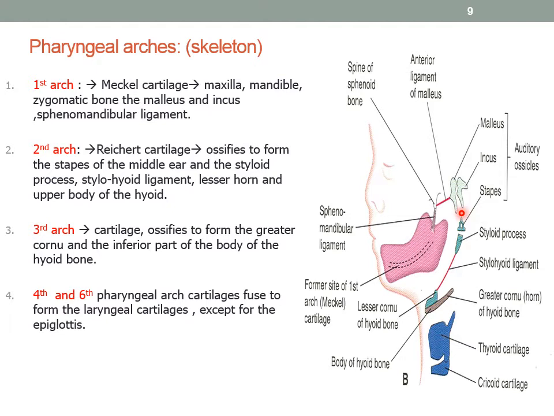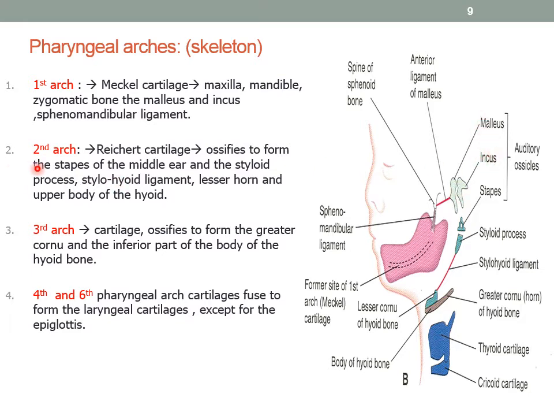Let's see in the right side image, we have the maxilla. This is the former site of the first arch, Meckel's cartilage. It forms the maxilla, and the sphenomandibular ligament, the region of the zygomatic bone here, and the malleus and incus. These are the auditory ossicles found in the middle ear, malleus and incus.